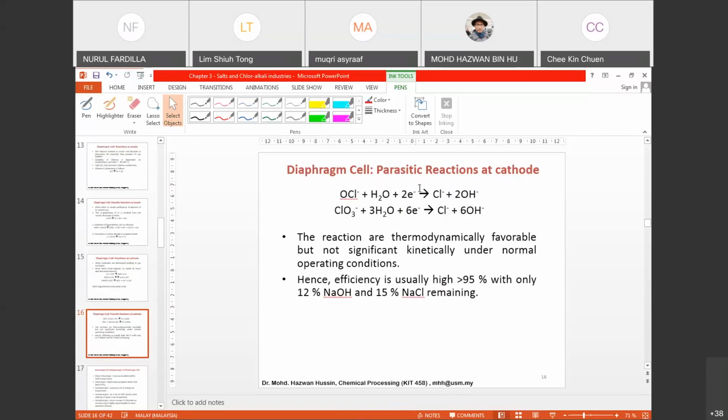So this is part of the parasitic reactions. As mentioned, parasitic reactions can be as follows: the production of unfavorable materials. The reactions are thermodynamically favorable, but not significant kinetically under normal operating conditions. Hence, the efficiency is usually high, with only 12% of sodium hydroxide, and the remaining 15% of sodium chloride will be there. Okay.